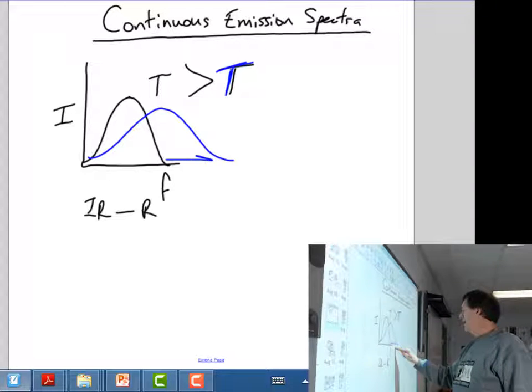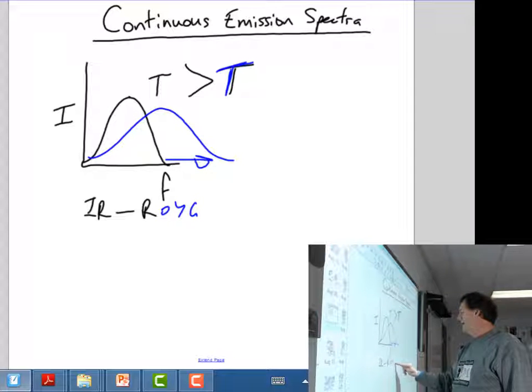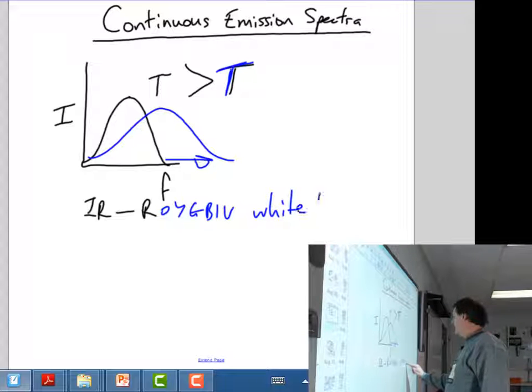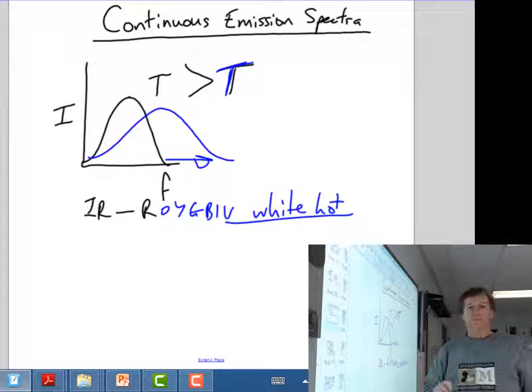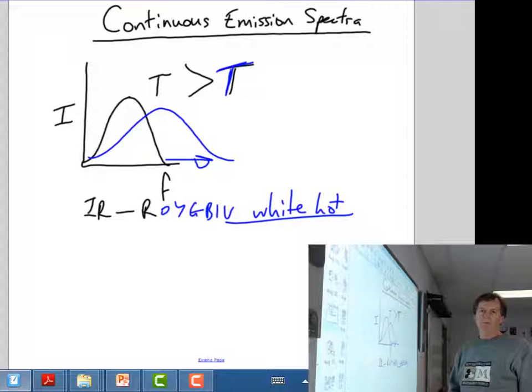So you get a shift this way, and you start to get other colours involved, like red, orange, yellow, green, and if you keep going high enough, you'll get it to white hot, where it's releasing the full range of frequencies. Okay? So that's the continuous emission spectrum from red to violet you'd be aware of, and it sort of shifts to the right as you increase the temperature there.